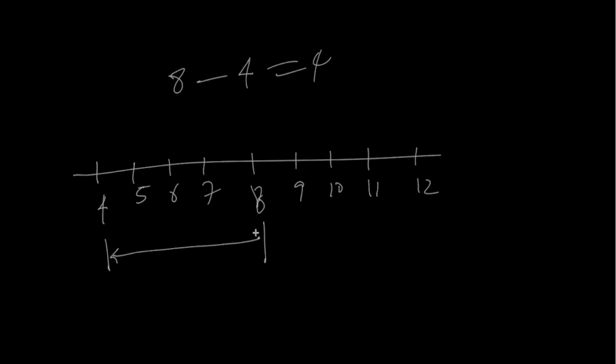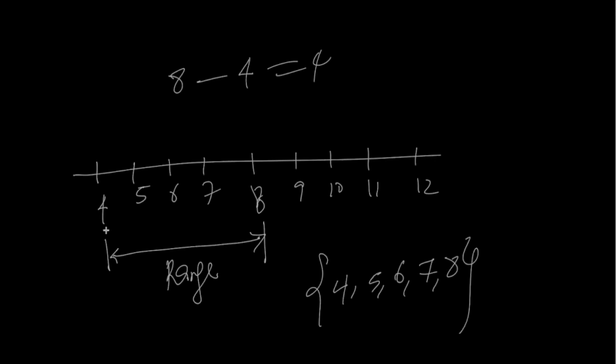So we do this. We say this is a range. And 8 minus 4 will give us 4. And the set of numbers are 4, 5, 6, 7, 8. Okay? Now, how do you represent this with inequality?